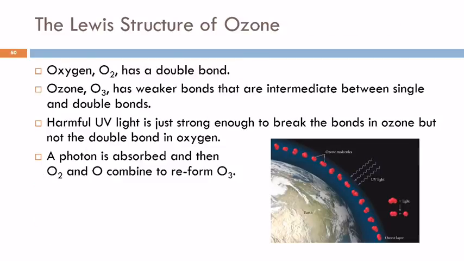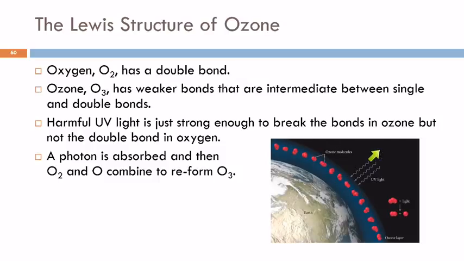This is kind of interesting. I won't test you on this. The Lewis structure of ozone. The ozone layer is in the news a lot, and it's important. Oxygen has a double bond. Ozone, O3, as we saw earlier, has weaker bonds. They're intermediate between single and double bonds, so like a 1.5 bond.